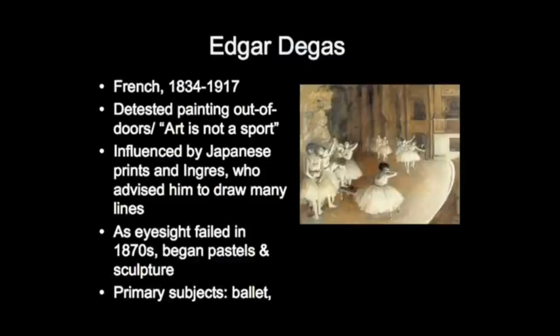Now, he was influenced by Japanese prints and by the French neoclassic painter Jean-Auguste Dominique Ingres, who advised him to draw many lines. Then the 1870s saw Degas' eyesight begin to fail, and he started to do a lot of pastels with really bright colors, and he also started to do sculpture, and we'll look at his sculpture in another slideshow. Primary subjects for Degas included ballet, among numerous other topics.